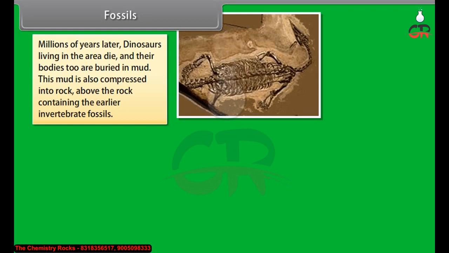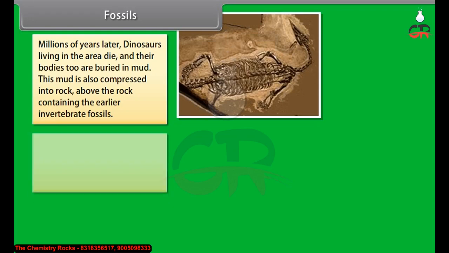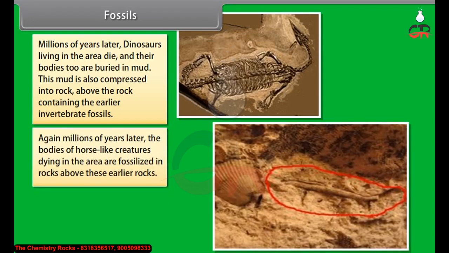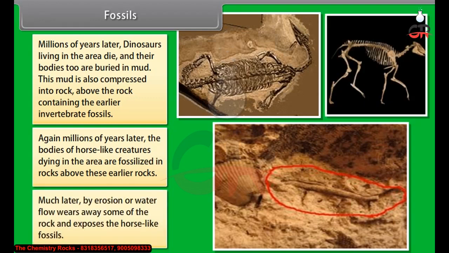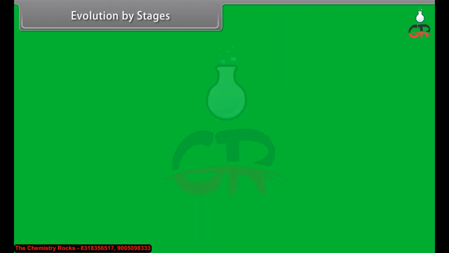Above the rock containing the earlier invertebrate fossils, again, millions of years later, the bodies of horse-like creatures dying in the area are fossilized in rocks above these earlier rocks. Much later, erosion or water flow wears away some of the rock and exposes the horse-like fossils.